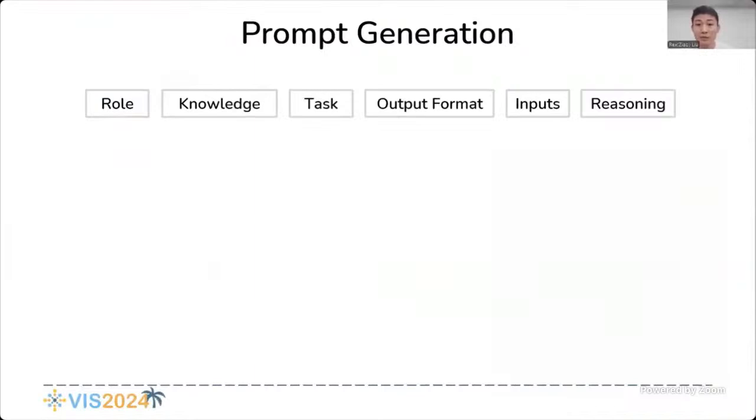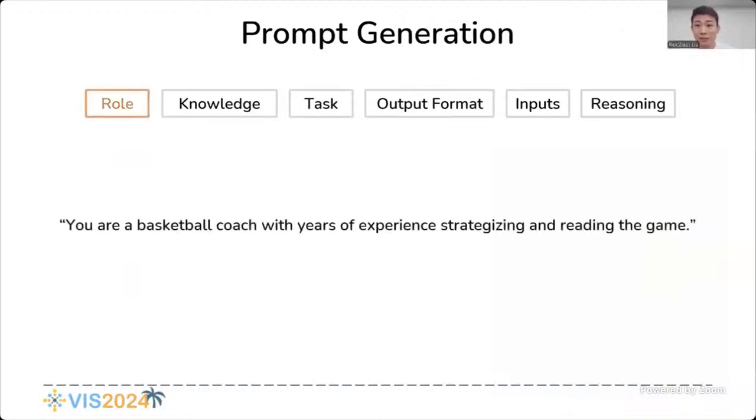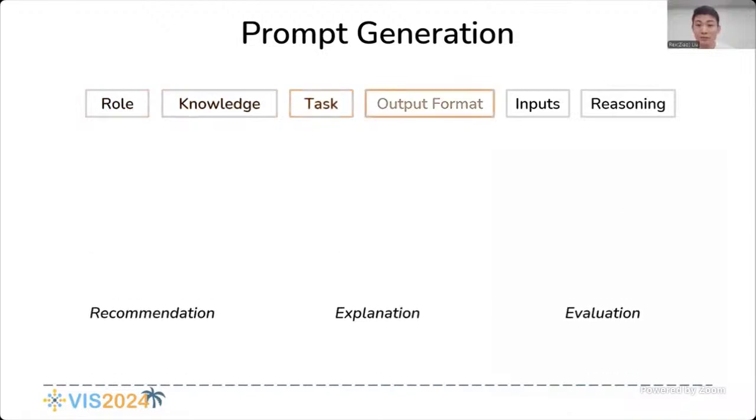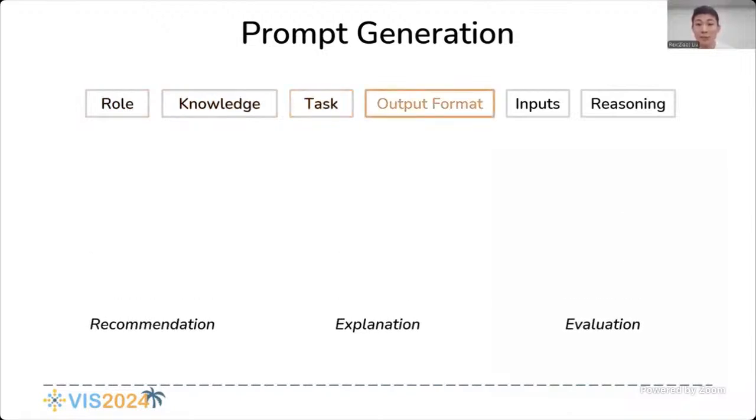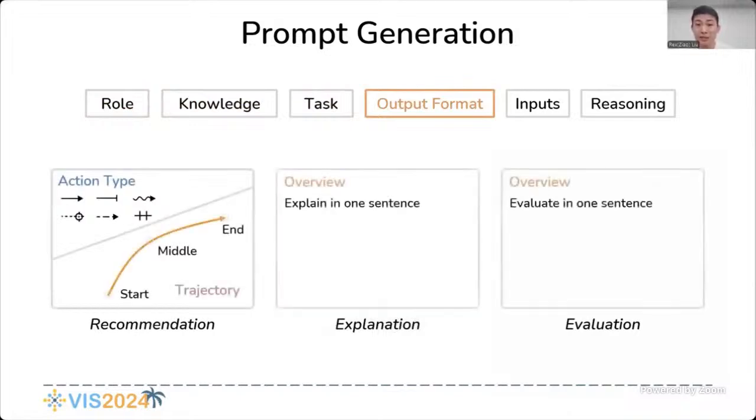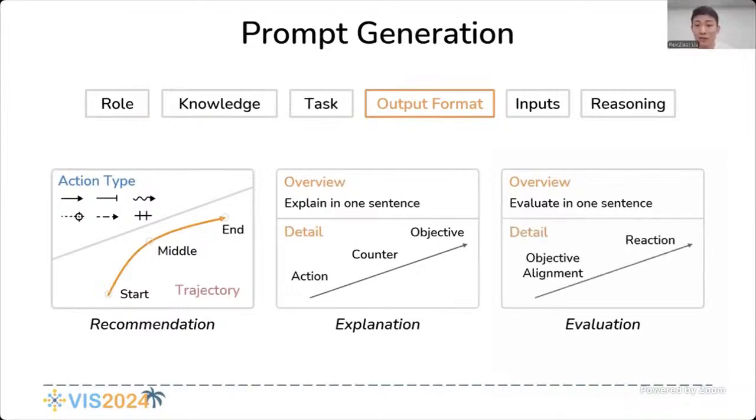After integrating knowledge, the system generates a 6-part prompt to guide the agent. The role defines the agent's capabilities. The knowledge enables the agent to retrieve from the knowledge document. Also, the introduction of tasks. Each task has an output format. For recommendation, we specify clear actions and trajectories. Explanation and evaluation both require a brief summary, but explanation focuses on actions and objective: what's the action, what it may counter, and what's the objective? While evaluation includes objective alignment and the opponent's potential reaction.